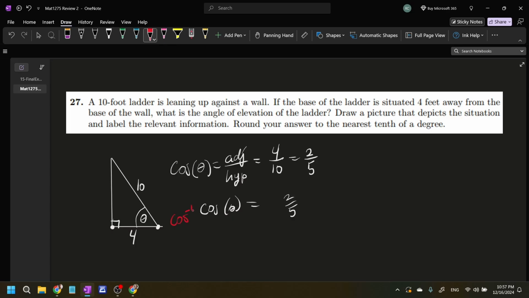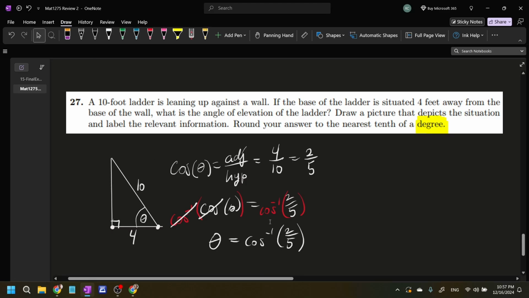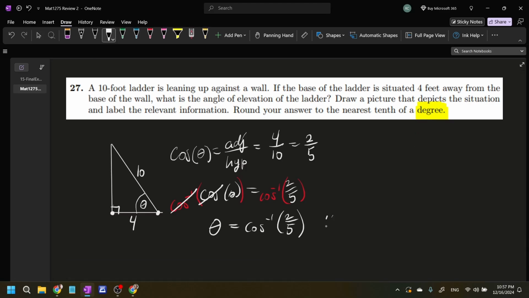Now, to get rid of the cosine, we're going to use our calculator. We're going to find the arc cosine of both sides. Cosine and arc cosine cancel out, and we're left with the angle of elevation theta equal to arc cosine of 2 over 5. Now, I don't have my calculator handy, so I'm just going to let you type that into your calculator. Make sure it is in degree mode and round to the nearest tenth. So that means round to the nearest 1 decimal place.